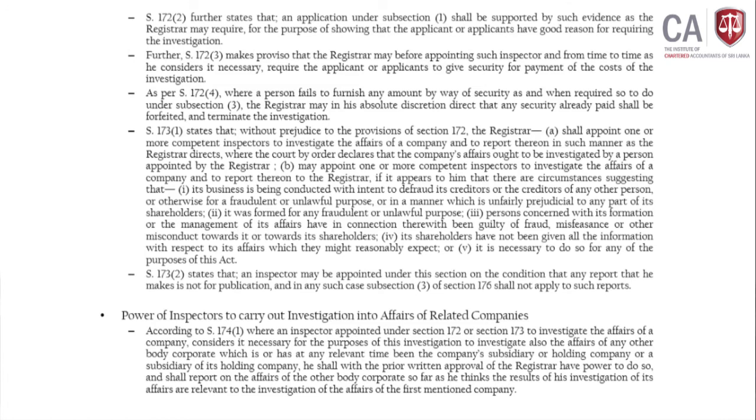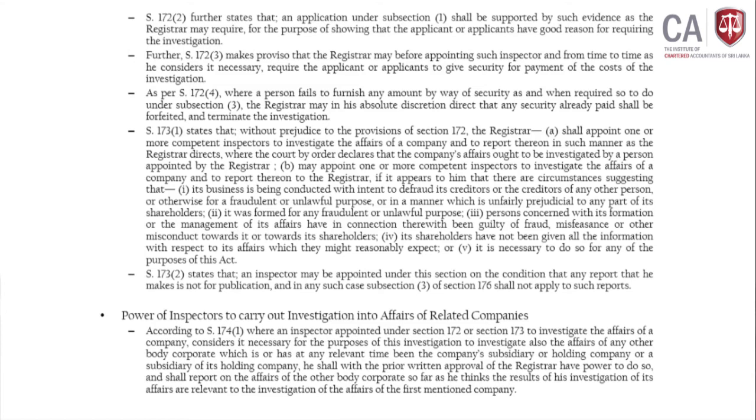or it was formed for any fraudulent or unlawful purpose, or persons concerned with its formation or the management of its affairs have, in connection therewith, been guilty of fraud, misfeasance or other misconduct towards it or towards its shareholders, or that its shareholders have not been given all information with respect to its affairs which they might reasonably expect, or it is necessary to do so for any purposes of this Act. So, in such circumstance, the registrar has the power to appoint inspectors to conduct investigations as to the company's affairs.